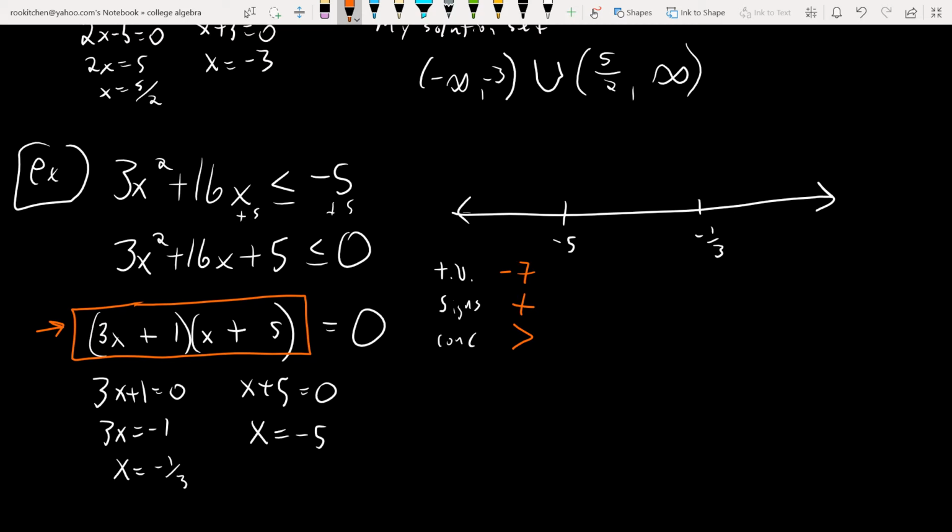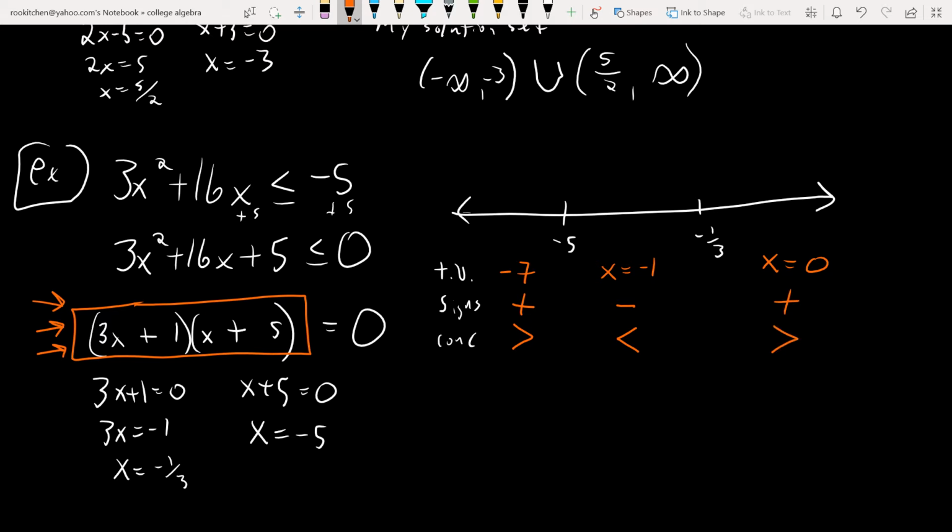In the middle interval, let's try x is -1. Plugging it again into this red box, -3 plus 1 is negative, -1 plus 5 is positive. Negative times positive is negative, so it'll be less than 0 in that interval. Finally, we could pick 0. It's always easy. Plug it back into this box. 0 times 3 is 0, plus 1 is positive. 0 plus 5, positive. Positive times positive, greater than.